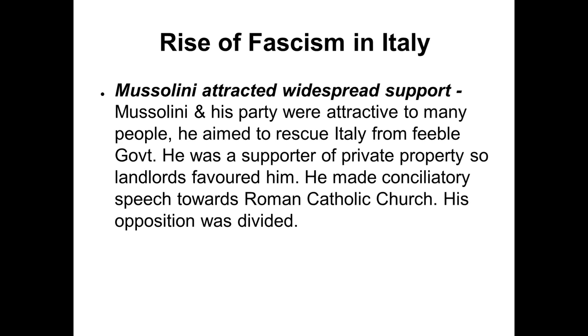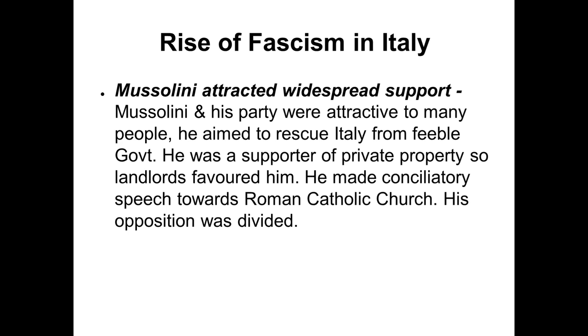Remember, the Russian Revolution was very young at this time, 1917. And we're talking about the mid-30s. So, hardly 20-25 years old. And communism and socialism were the flavor of Europe at that time. So, landlords in Italy feared that something similar to the Russian Revolution might happen here also. So they favored Mussolini because he was against communists.